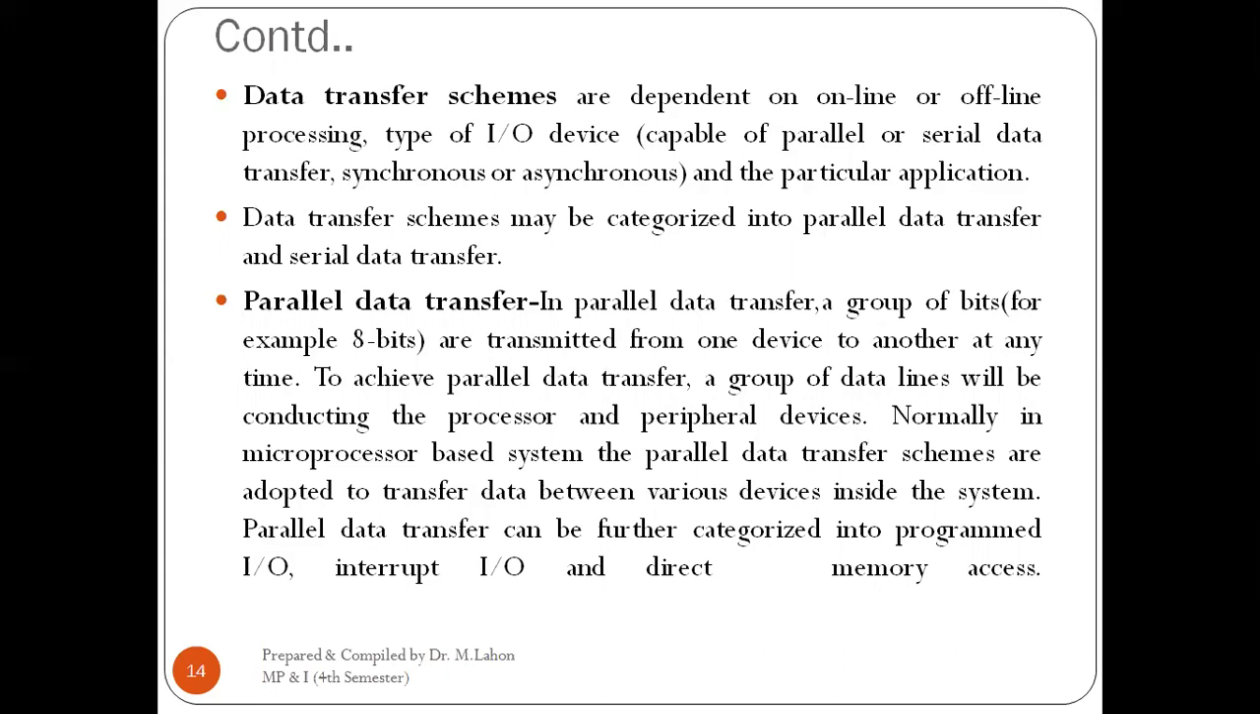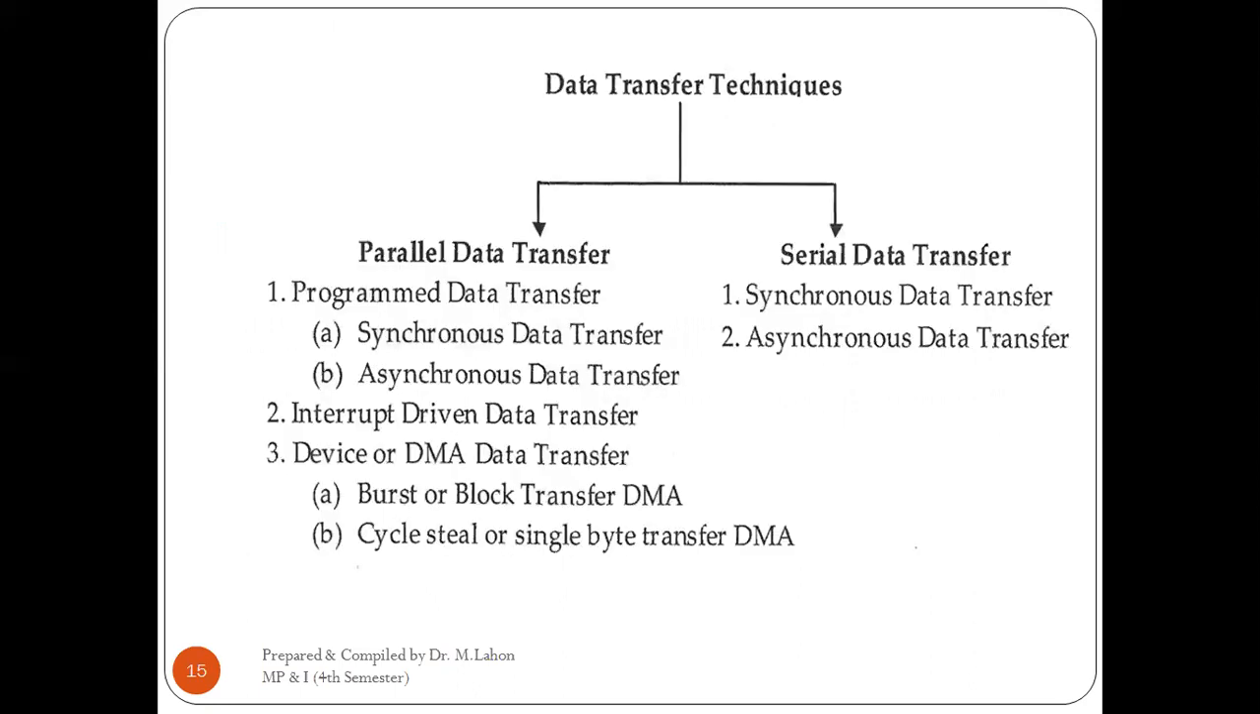Parallel data transfer schemes are further divided into programmed data transfer, where the CPU is involved, and interrupt driven, where the microprocessor is interrupted by the external device and then data transfer starts. And there is another data transfer scheme known as direct memory access, in which case the CPU is not involved at all. So these are the different data transfer schemes. These are summarized here in this diagram. The parallel data transfer schemes are divided into 3 sections and the serial data transfer scheme into 2.